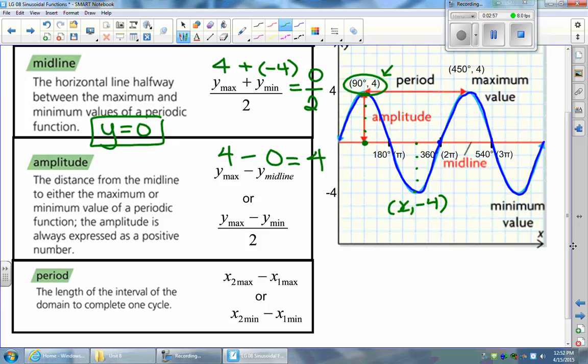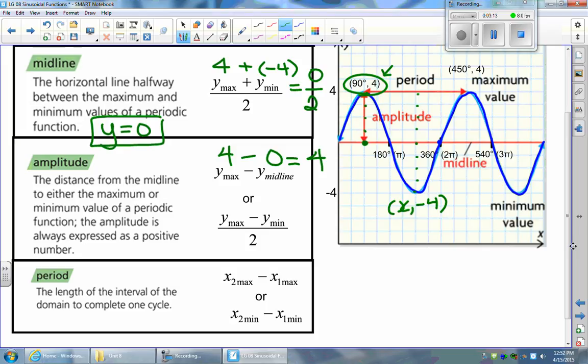You could also calculate the total distance. So if I go from the maximum to the minimum, that's 8 vertical units apart, and you could take that complete distance and divide it by 2. And so it's 4 above the midline and 4 below the midline. So the amplitude here is 4.